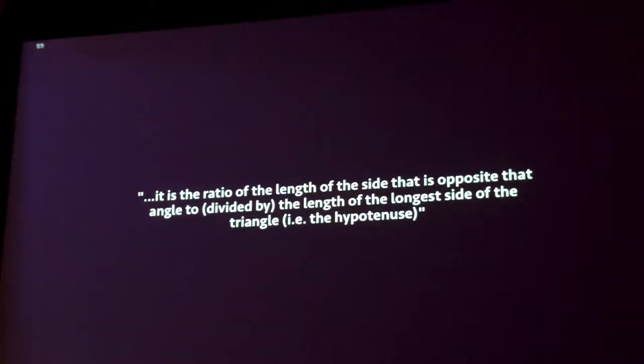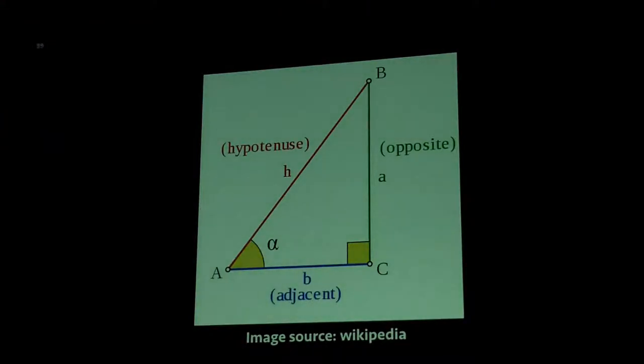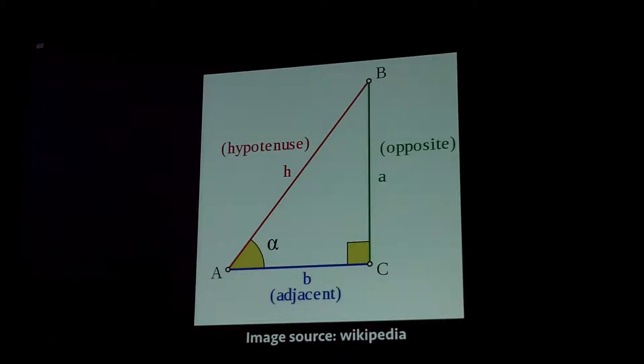But if you go to Wikipedia and try and find out what sine is, it's the ratio of the length of the side that is opposite that angle divided by the length of the hypotenuse. So basically, it's a function that, given a right angle triangle like this, can derive alpha here, this angle. But, I mean, it's technically correct, but that isn't very helpful when you're trying to think about how to do some cool stuff with sine.